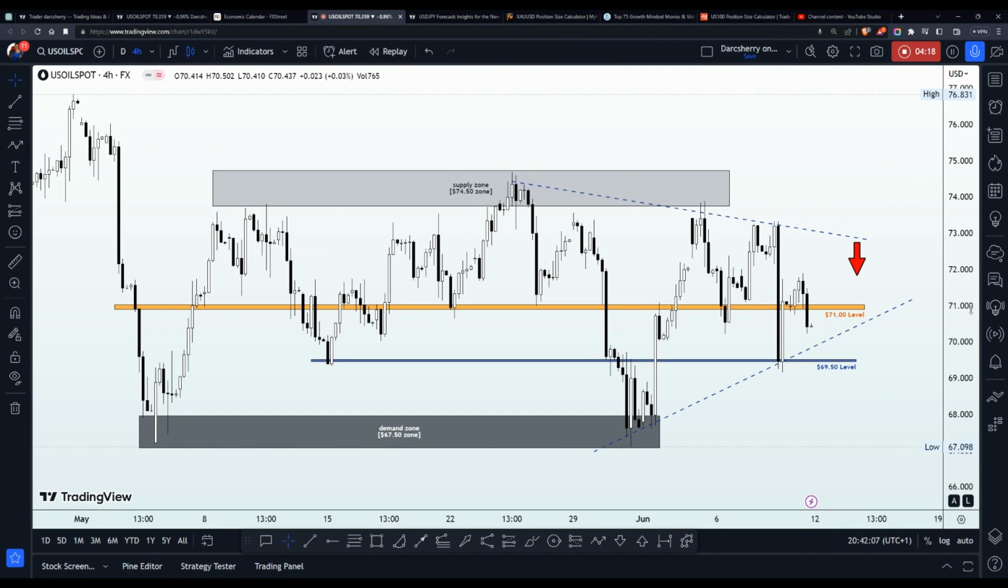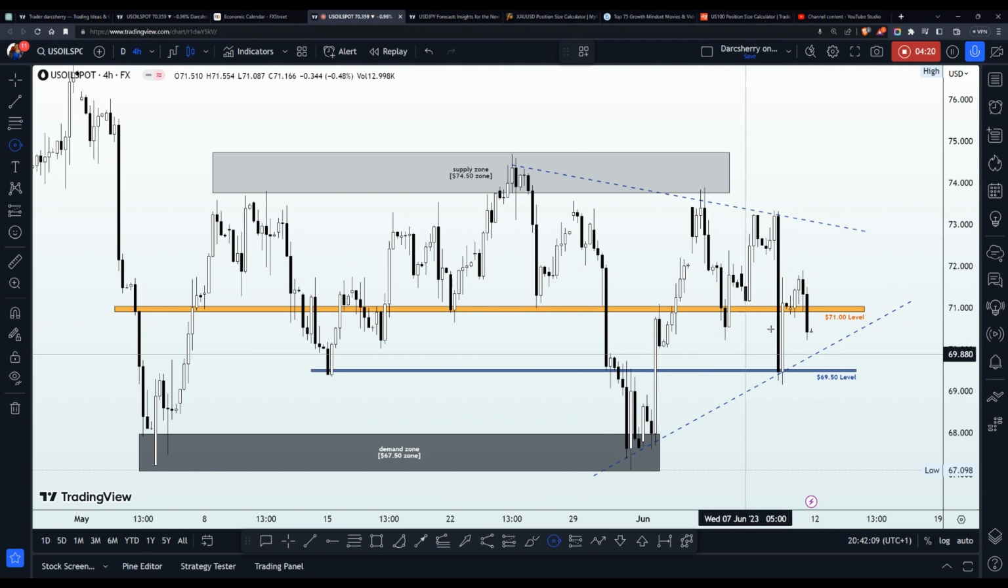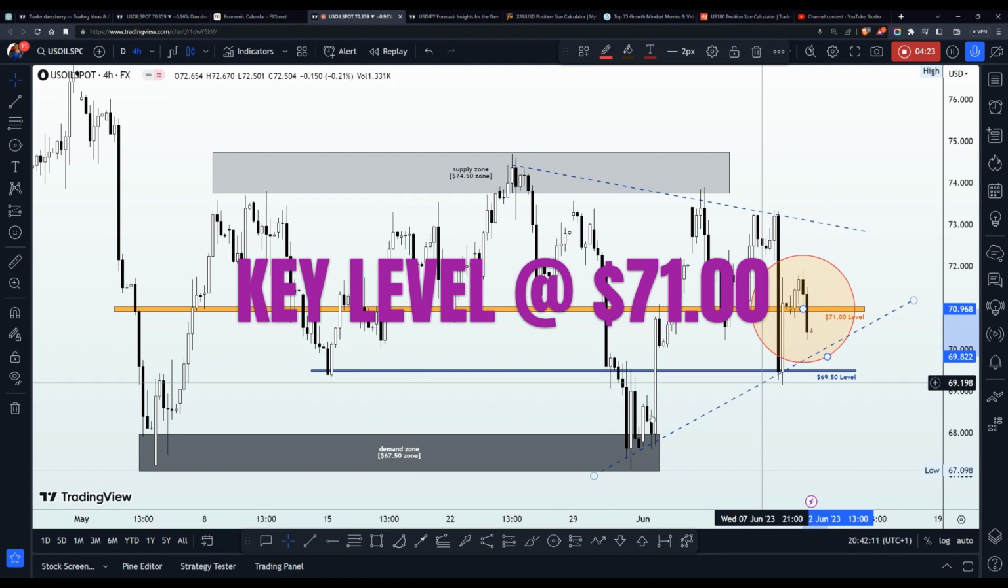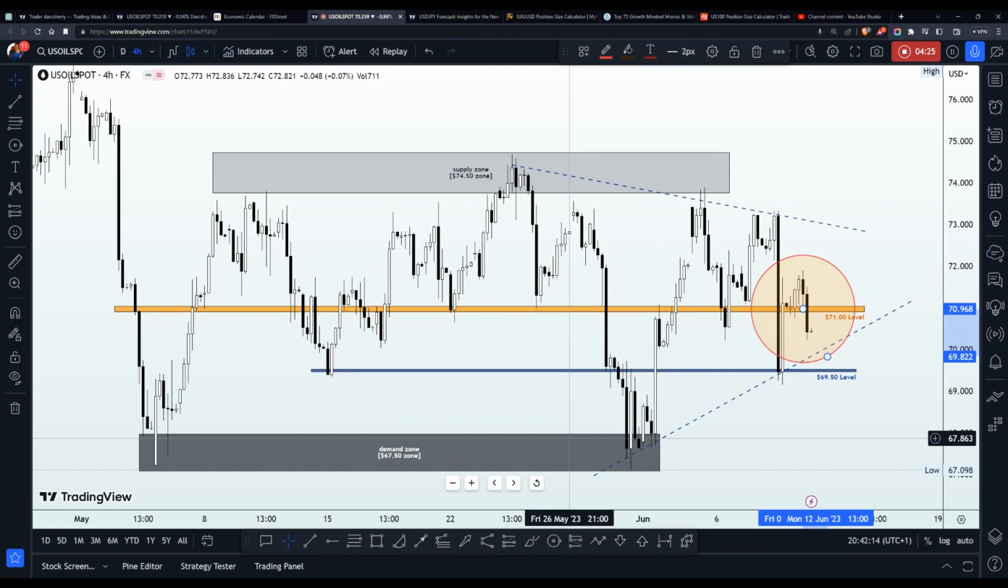So with our key level sitting at the $71 area, we are going to be looking forward to see how price action will be reacting to this level during the early hours of the week to decide what our next line of action will be.